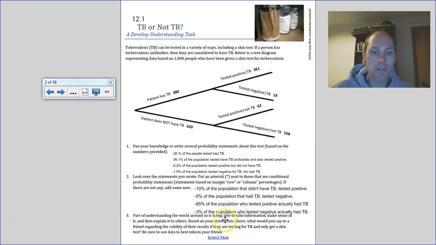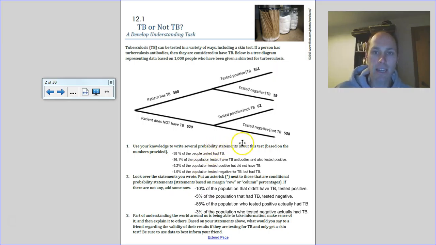And if we're helping a friend who's looking at the validity of the results when they get only a skin test, what would we tell them? Well, I think we would be pretty confident that if they tested positive, they actually had it. That's an 85% chance, so that's a pretty positive test. They would probably want to have another test done to make certain, because there's another 15% chance that they might not have it.